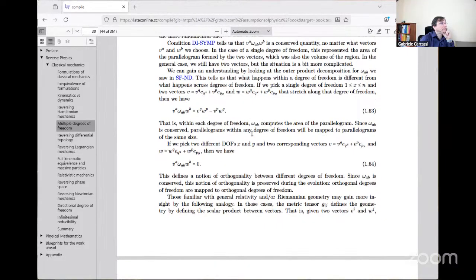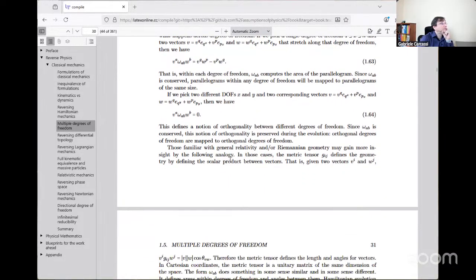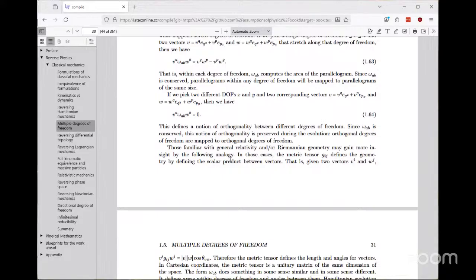Alina. If we pick two different degrees of freedom, x and y, and two corresponding vectors V and W, then we have VA omega AB WB equals 0. This defines the notion of orthogonality between different degrees of freedom. Since omega AB is conserved, this notion of orthogonality is preserved during the evolution. Orthogonal degrees of freedom are mapped to orthogonal degrees of freedom.